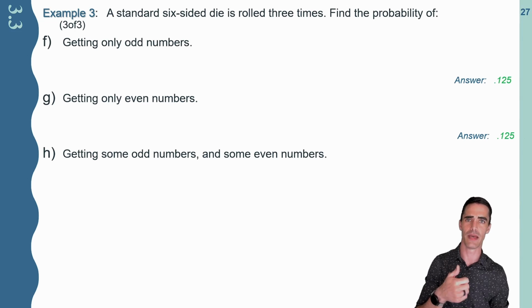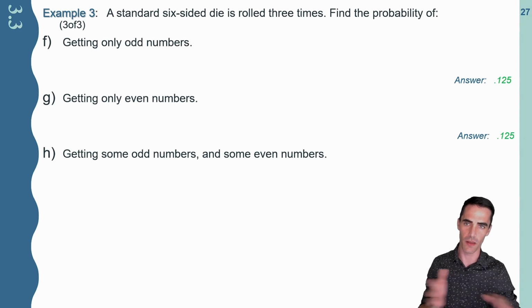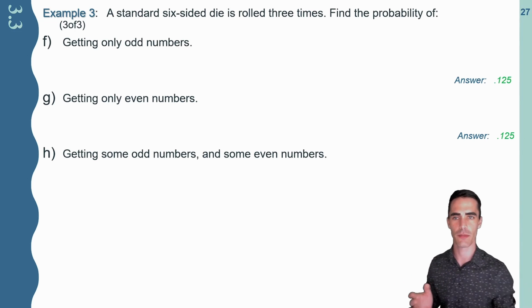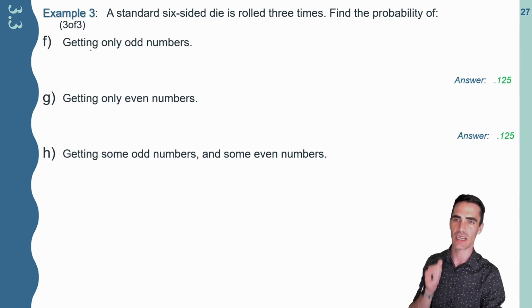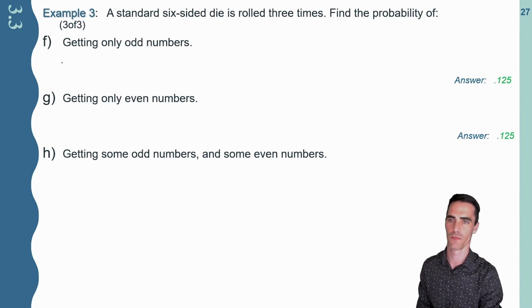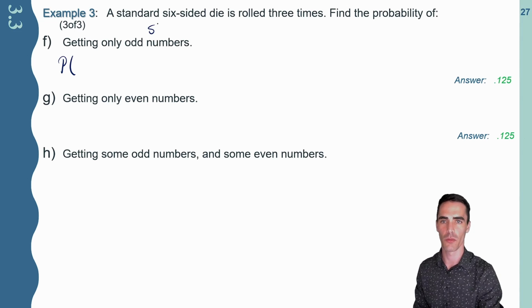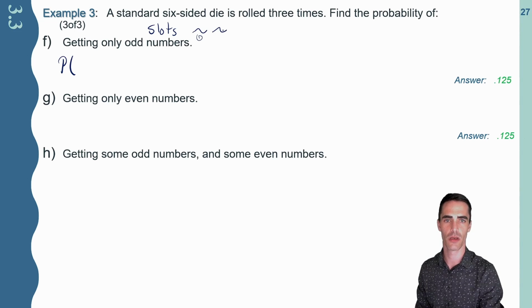Let's up the ante a bit. And instead of dealing with these nice numbered outcomes, let's see about the probability of getting only odd numbers. So I'll write it like this, probability of, and let me leave it blank for a second. Remember earlier we talked about how we need to think about these as 3 slots to be filled. The first one, the second one, and the third one.